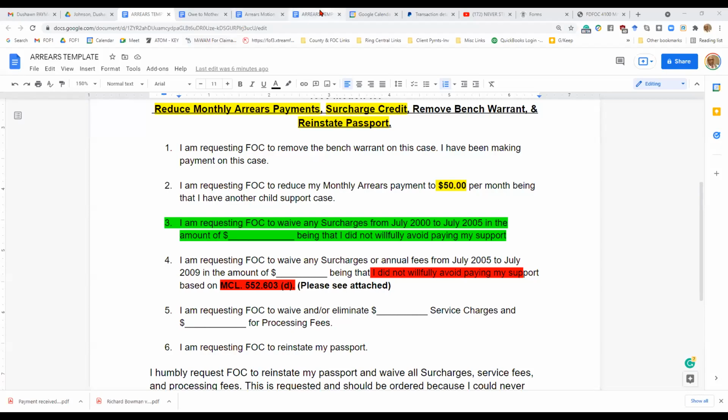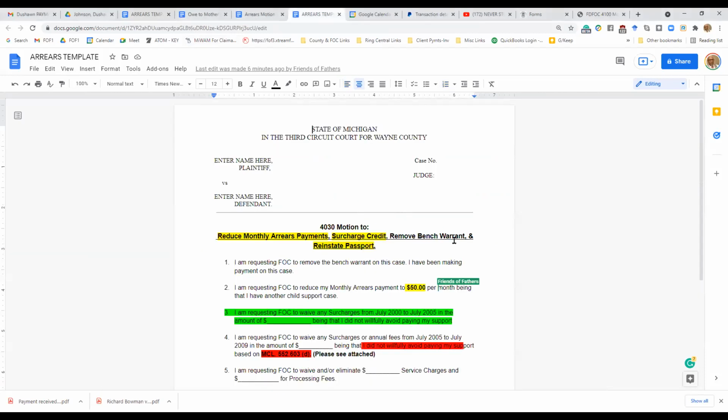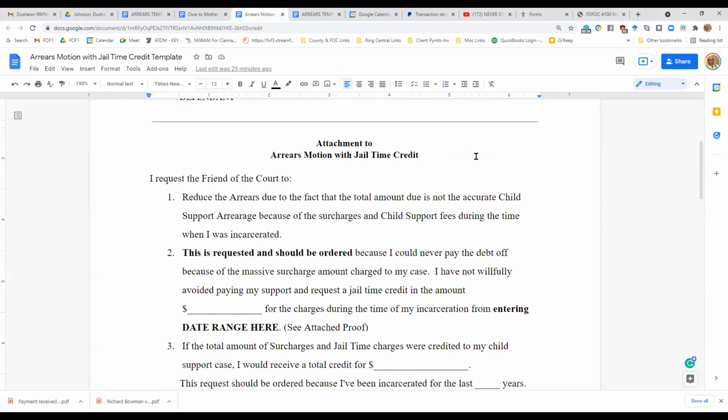So go ahead. Basically, with the motion form that I shared with you for the jail time credit, how many cases do we have? I got 3. Okay. And for the children, were they minors when you went into jail? They were still in school when I first started bidding. Yeah. Okay. Now, what is your time served?